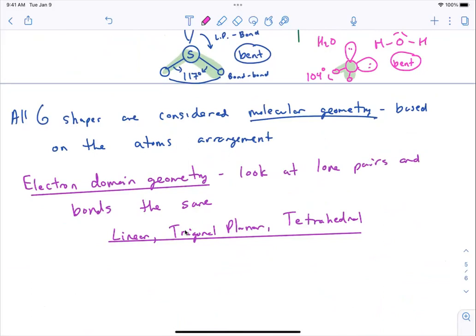Yes, those are the only things. Now, just to clarify, Juan Diego, your electron domain geometry can be the same as your molecular geometry. If you don't have any lone pairs, they're the same. It's only when you start getting lone pairs on the center that the geometry name changes. So if you have all three bonds, the electron geometry is the same as the molecular geometry.